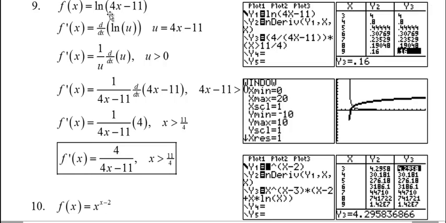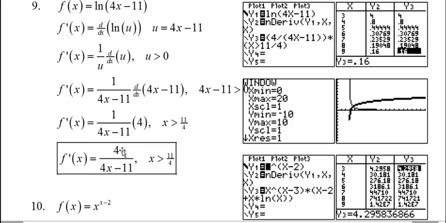This time we don't have an absolute value. Again, we do a substitution of what's inside the ln. It's 4x minus 11, so it's the derivative of ln, natural logarithm, of u. And so that's 1 over u times the derivative of u, but we have to make sure u is positive. So we have to restrict the domain to only where u is positive. The derivative of 4x minus 11 is 4, so this is 4 over 4x minus 11.